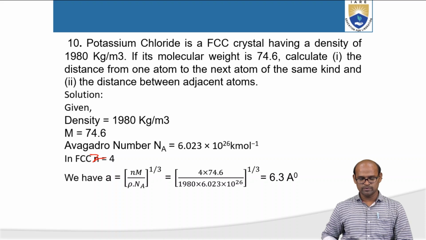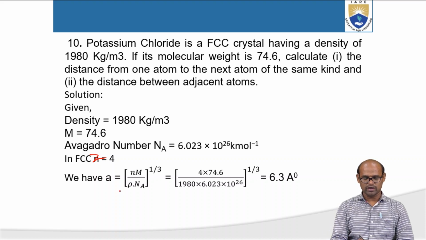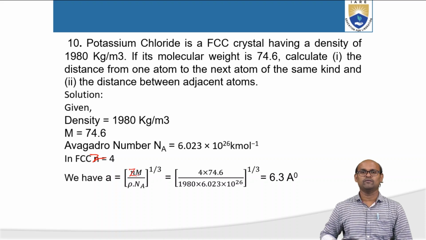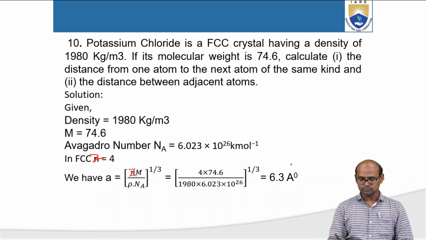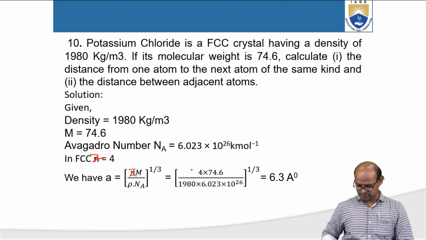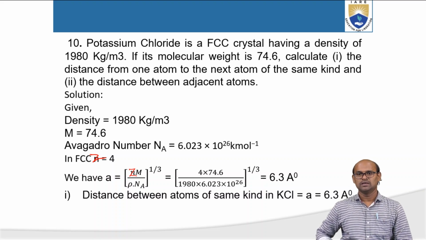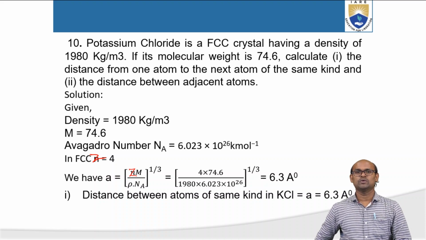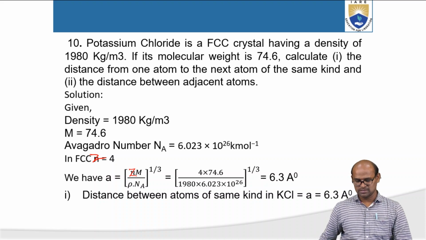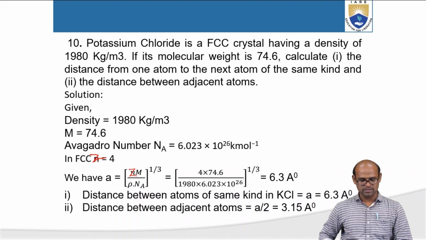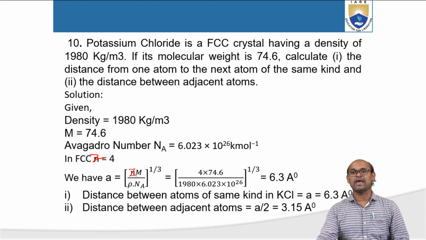To calculate the distance between the same kind of atom, we use the relation between lattice constant and density. Using that we have calculated the equation for the lattice constant. The distance between the same atoms in potassium chloride is A, which is 6.3 angstroms, and the distance between the adjacent atoms is A by 2.